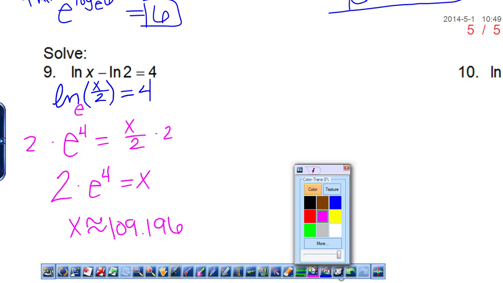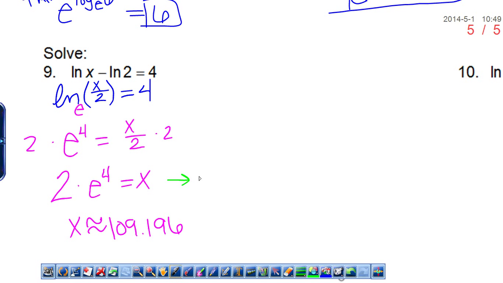So this step right here is the non-calculator answer. This step right here is the calculator answer. So you want to be practicing both. Okay? So you want to do the algebra to get your x isolated, and then go to your calculator, because I could ask you for either of these answers. Is that making sense? All right, let's look at 10.